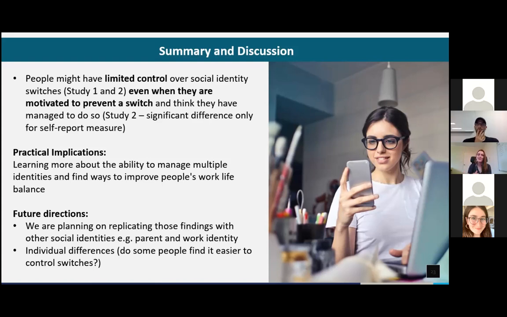As a starting point, we'd like to look at different identities. So for example, at participants' parent and work identity, or really any type of identities we can train our classifiers on. And then we're, for example, also interested in individual differences. So do we find some people that can control social identity switches, whereas other people might really struggle with it? So looking into this and then maybe learning something from people that can control social identity switches really well to see whether we can help other people to improve this level of control.